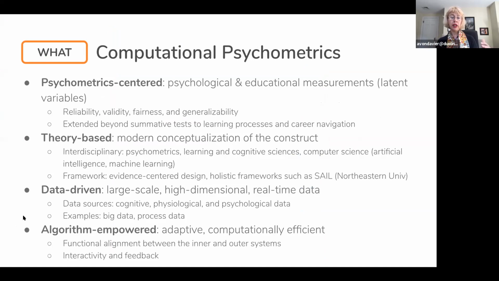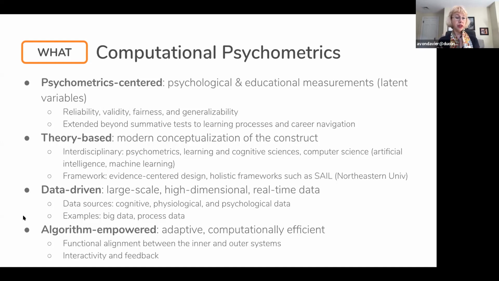So computational psychometrics is an integrative framework that is psychometric-centered, meaning that it deals with psychological and educational measurement. In particular, and I need to emphasize that for the engineers among us, it is focused on measuring latent variables. And part of this framework being psychometric-centered means that we look at reliability, validity, fairness, generalizability. And it also includes more than just the test. We also look at processes, at ancillary types of data that could be incorporated for, say, career navigation or for other purposes in our research study and focus. Computational psychometrics as a framework is also theory-based.